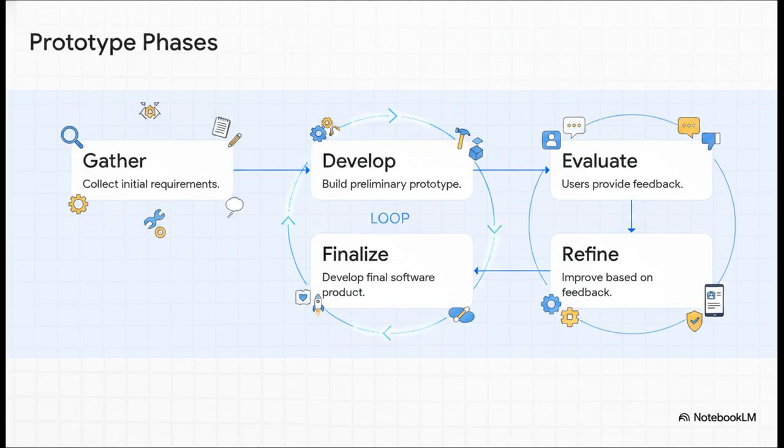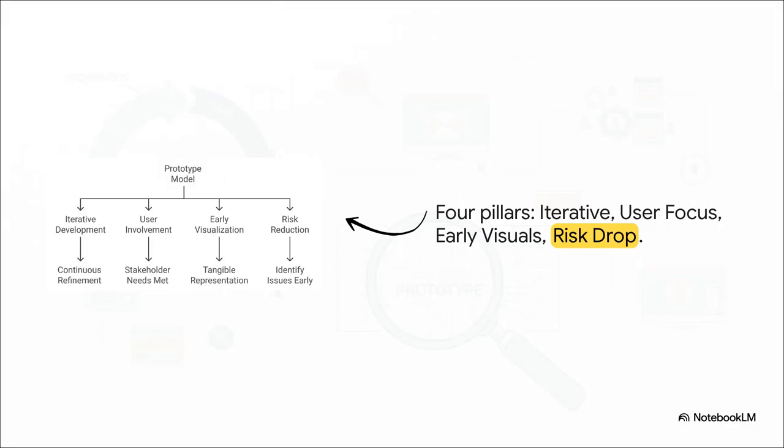You build it, the users evaluate it, you refine it based on that feedback, and then you do it all over again until the prototype actually meets their expectations. Only then do you finally move on to step 5, final development. And that specific loop gives us the 4 key pillars of prototyping. We've got iterative development, user involvement, early visualization, and risk reduction.